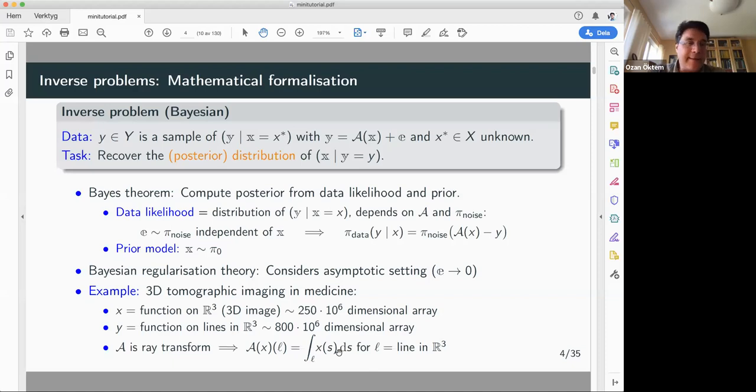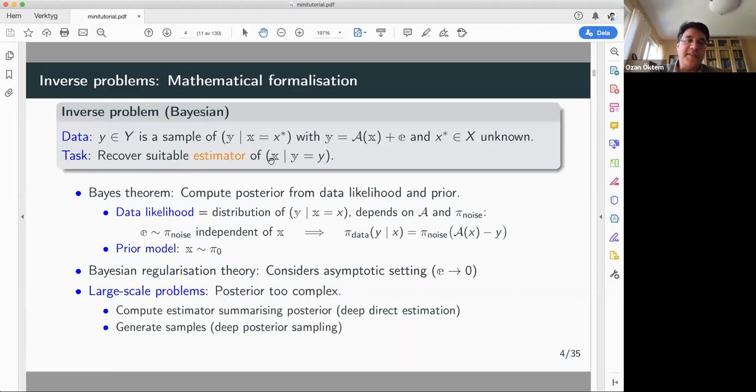So you see quickly that these are huge dimensional arrays, and even recovering the posterior is typically out of the question. So what you do is either settle for computing a suitable estimator, preferably one that somehow summarizes the posterior, like the mean, which is not such a bad one to choose, or another estimator if you like, or alternatively generate samples of it. What we're going to talk about today in this tutorial is how you can use deep learning to do both of these alternatives.